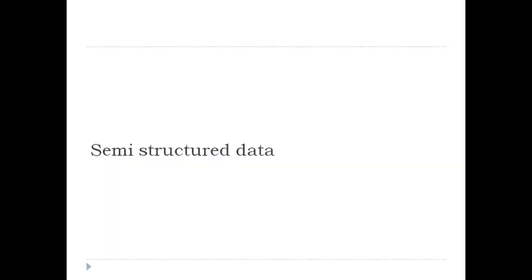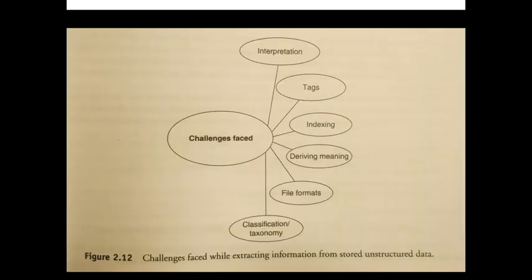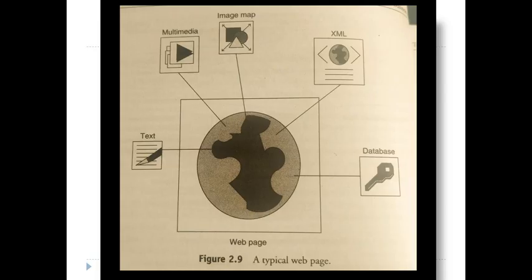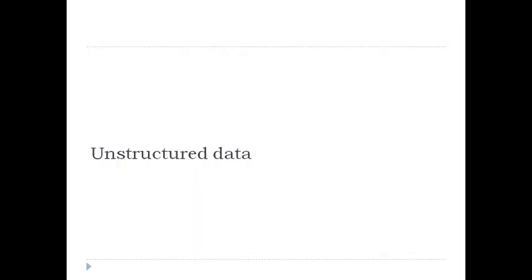Semi-structured data we will cover later on. Let us just recap once. Unstructured data. So we talked about the definition. Unstructured data is the one which does not conform to a data model. It does not have any identifiable structure. It cannot be easily used by a computer program. It is not organized in any manner. That is your unstructured data.